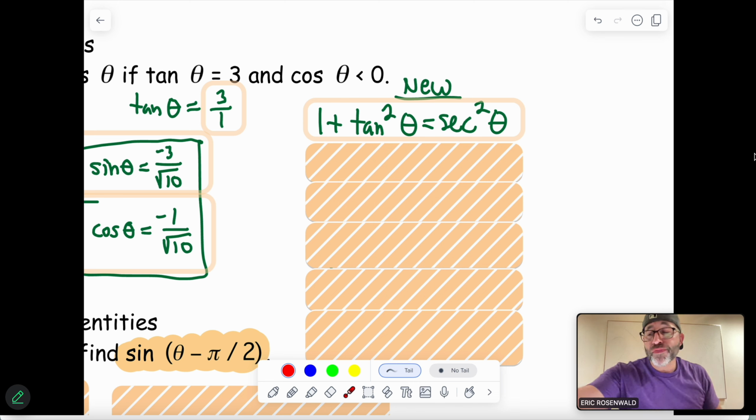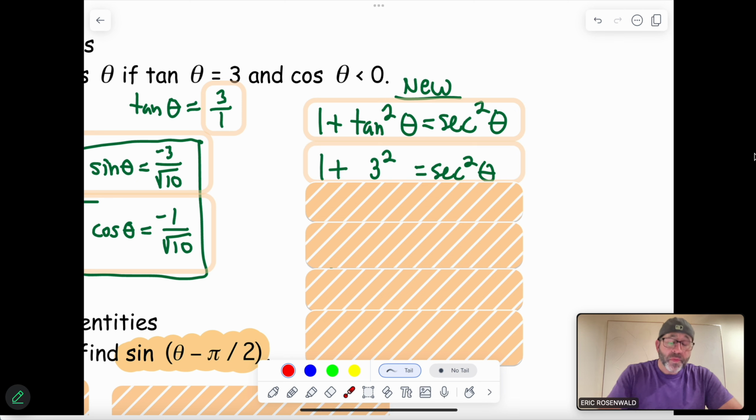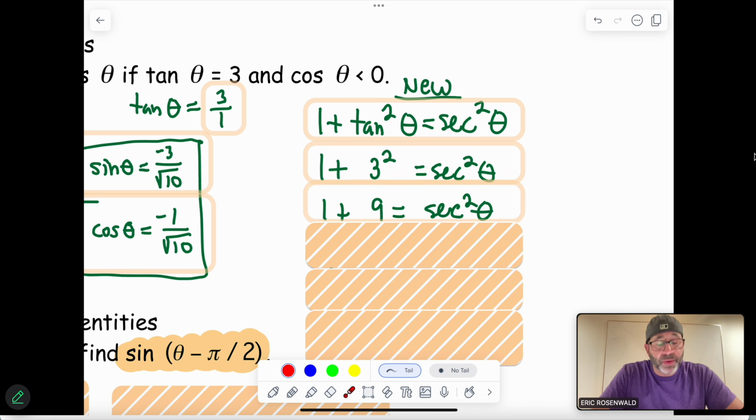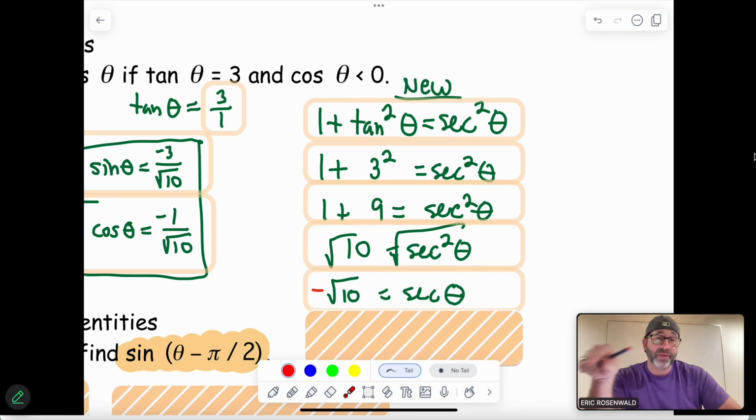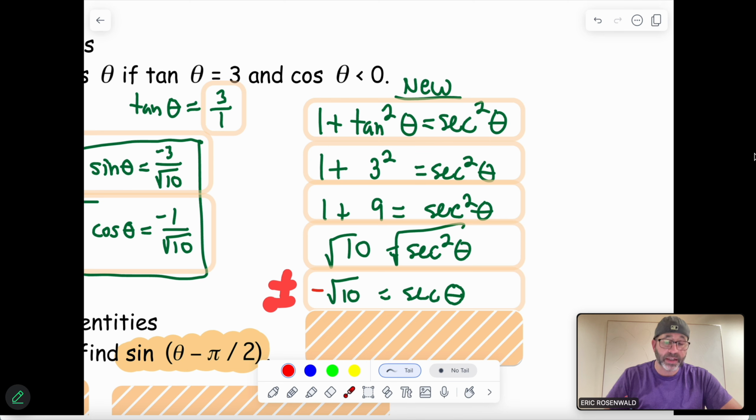Sorry. And so if I look at the fact that we know that tangent is equal to 3, that means we're going to have 1 plus 3 squared is equal to secant squared, which means that we have 1 plus 9 is equal to secant squared, which means that we have 10 is equal to secant squared. If I want to get rid of that square, I go ahead and take the square root of both sides, and we end up with secant of theta is equal to positive or negative. Believe it or not, it's actually positive negative √10.